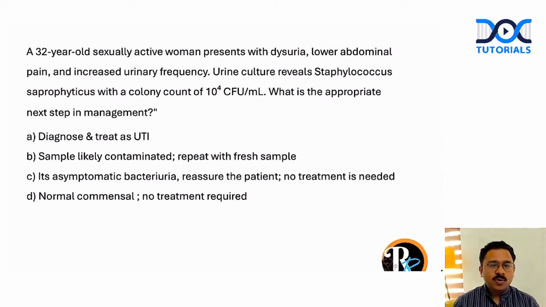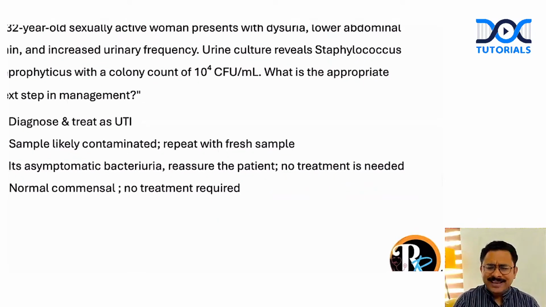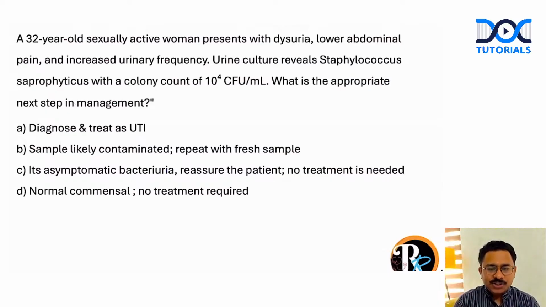A 32-year-old sexually active woman presents with dysuria, lower abdominal pain, and increased urinary frequency. Urine culture reveals Staphylococcus saprophyticus with a colony count of 10 raised to 4 colony forming units per ml. What is the most appropriate next step in the management? Is it diagnose and treat as UTI, or is it that the sample is likely contaminated, repeat with fresh sample? Or option C, asymptomatic bacteriuria, reassure the patient no treatment is needed? Or is it that no, it's a normal commensal and no treatment is required?